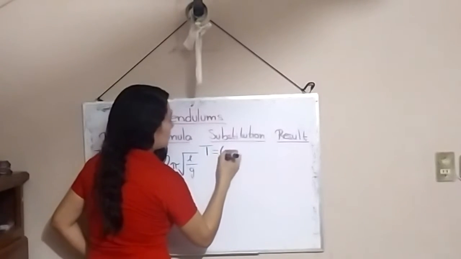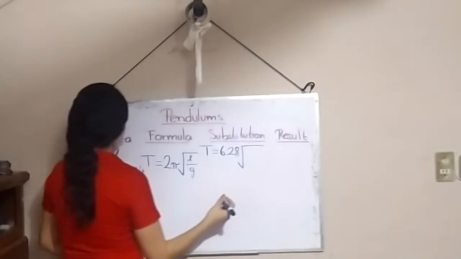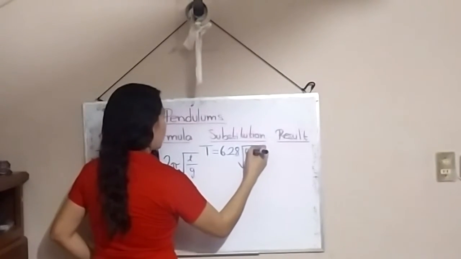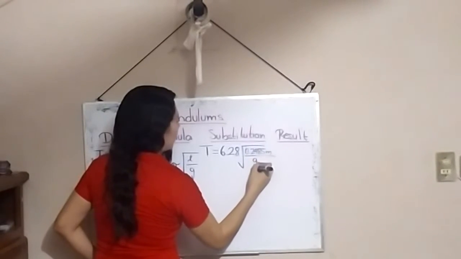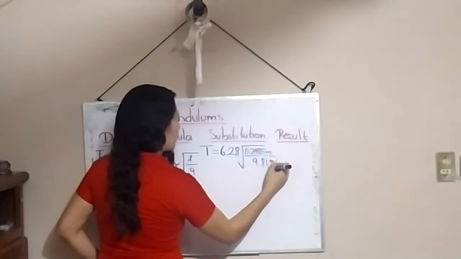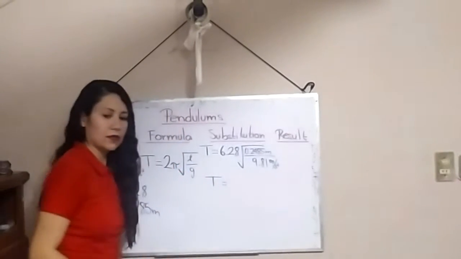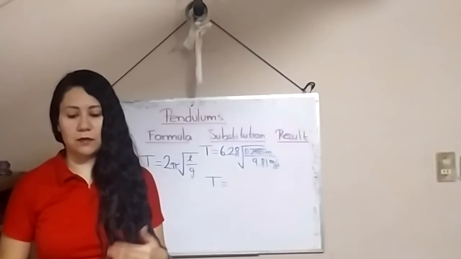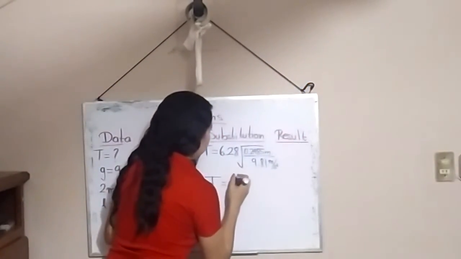equals 6.28 multiplied by the square root of 0.2485 meters divided by 9.81 meters per square second. And we have that the period equals approximately 1 second.